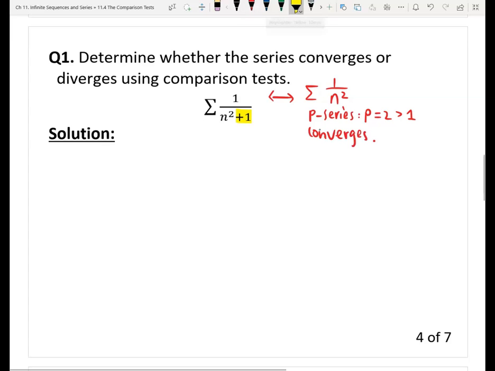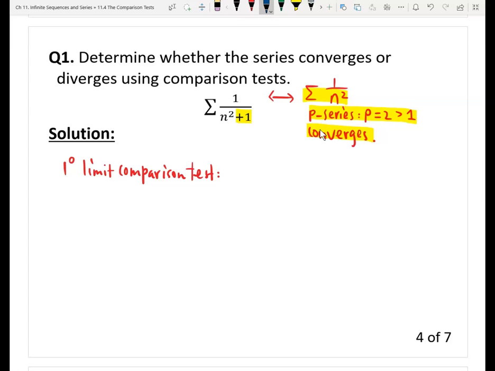So now I can make a conclusion. I say our series is convergent too. Why? Because the limit comparison test tells us that. I will use the limit comparison test. We need to look at the limit of a ratio: 1 over n squared plus 1, this is our series, the general term, over the one we need to compare, which is 1 over n squared.